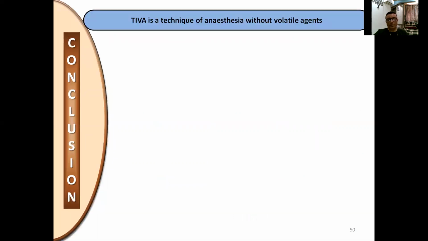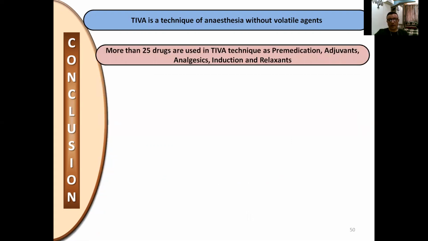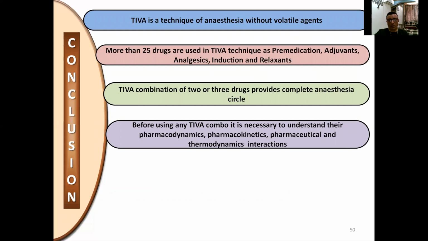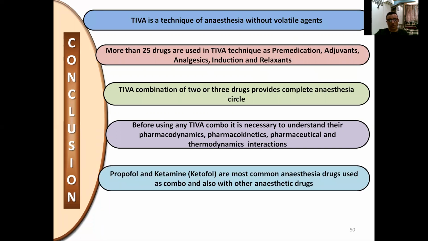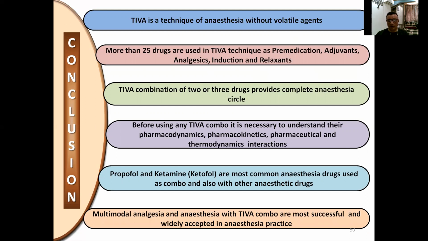So in my conclusion, TIVA is a technique of anesthesia without volatile agent. More than 25 drugs are used in TIVA technique as premedication, adjuvants, analgesics, induction agents, and relaxants. A TIVA combination of 2 or 3 drugs provides a complete anesthesia circle. Before using any TIVA combo, it is necessary to understand their pharmacodynamics, pharmacokinetics, pharmaceutics, and thermodynamic interactions. Propofol and ketamine are the most common anesthesia drugs as a combo and also with other drugs. And lastly, multimodal analgesia and anesthesia with TIVA combo are most successful and widely accepted in anesthesia practice.